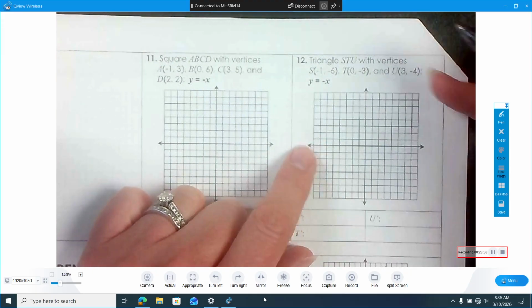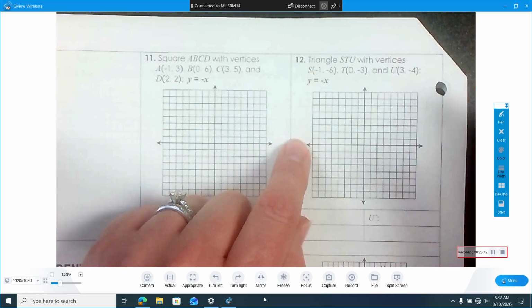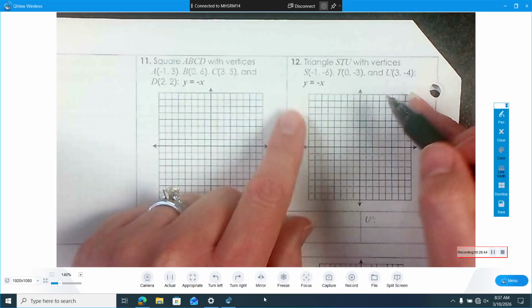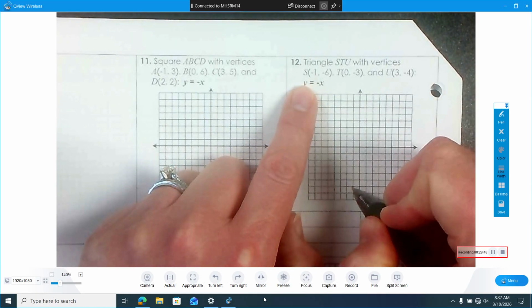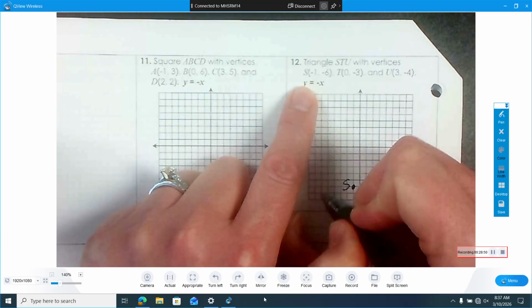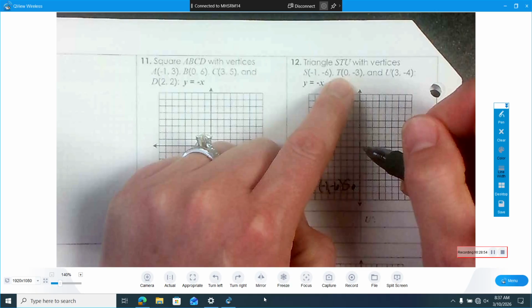All right. Your Delta math is easy. Triangle STU. Let's graph triangle STU. Let's see. Negative 1, negative 6. That's S. And T is at 0, negative 3.